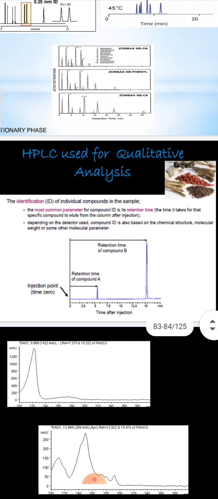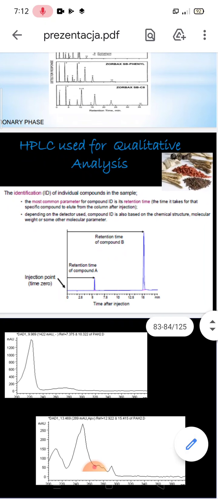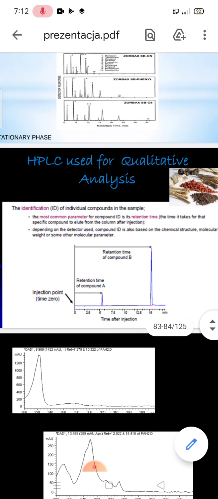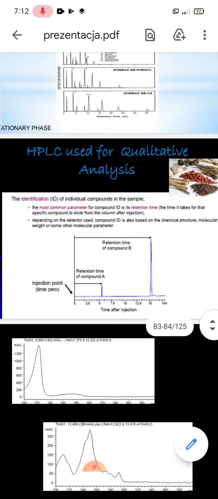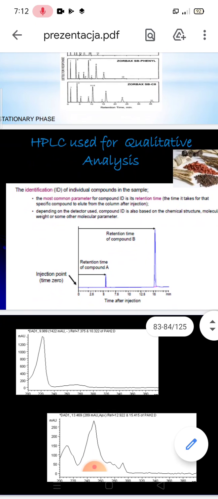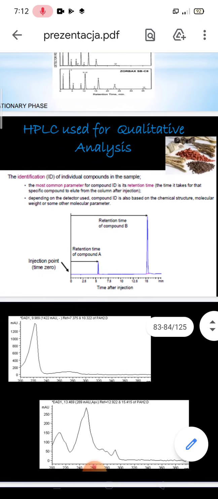One was a UV detector and another one was the refractive index detector. Now we are going to discuss the applications of this particular HPLC. There are two types of application. One will be qualitative and another will be quantitative.